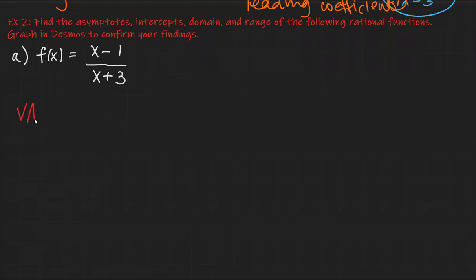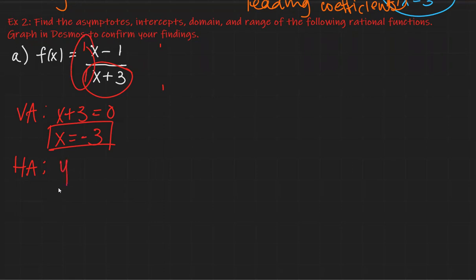Okay, so let's start with the asymptotes. For the vertical asymptote, we can take our denominator and set it equal to 0. X plus 3 equals 0. Well, what makes that 0? It's -3, because we can just subtract the 3 over. So x is equal to -3 is our vertical asymptote. All right, let's go ahead and find the horizontal asymptote. For this, we're going to divide the leading coefficients because they're the same degree. This is degree 1 and degree 1. So let's take the leading coefficients. This is 1 and this is 1. Well, 1 divided by 1 is 1. So we get a horizontal asymptote of y equals 1.